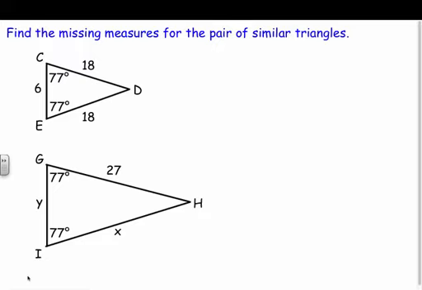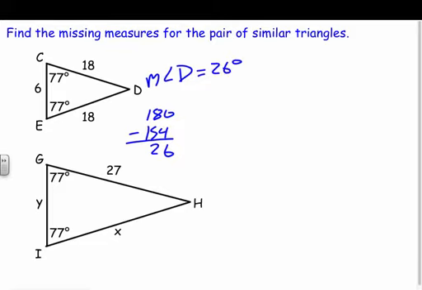How about this? It says find the missing measures for the pair of similar triangles. So let's go ahead. Let's solve for the measure of angle D up here first, because that one's pretty easy. I'm just missing one angle. So I add my 77s up, and then subtract 77 plus 77 from 180. So those add up to 154. Subtract it from 180, which means we have 26.